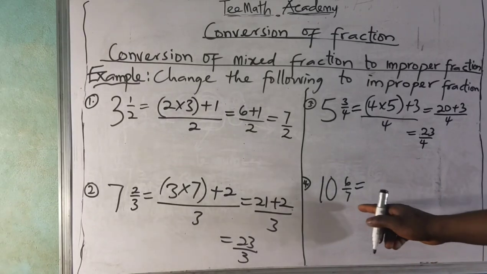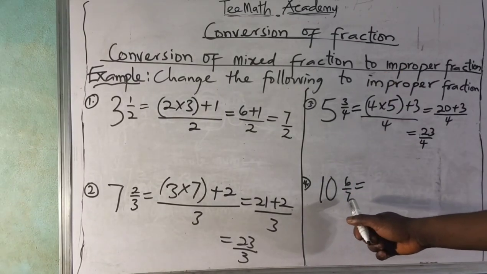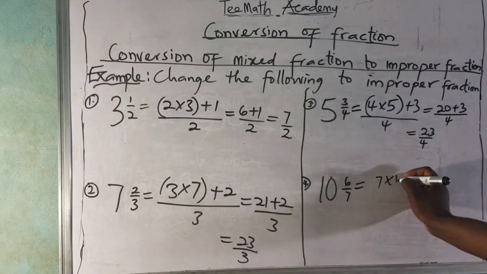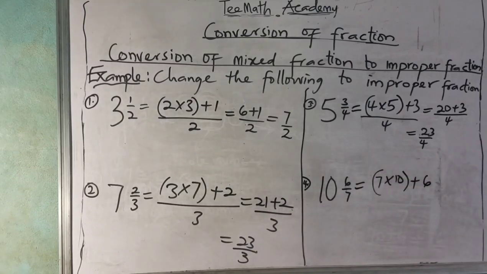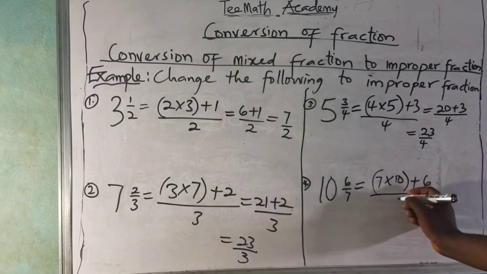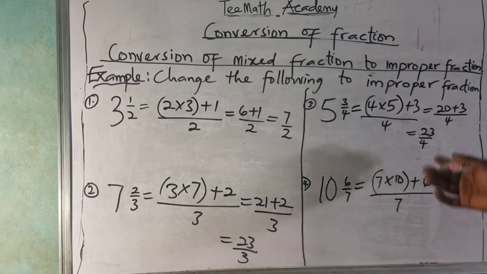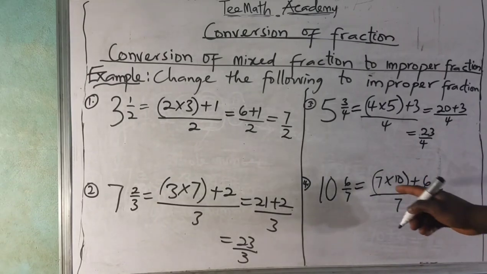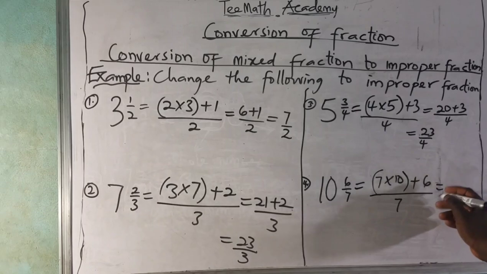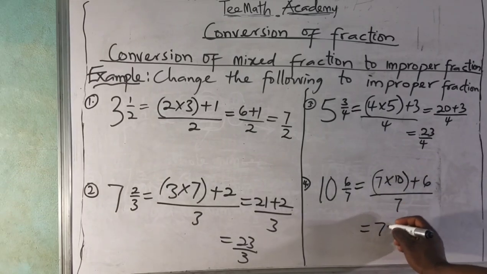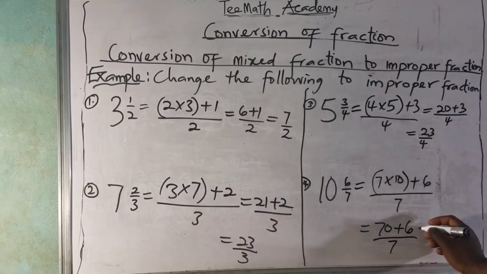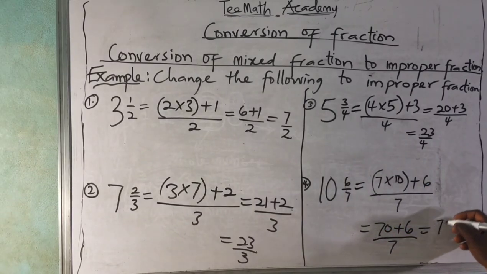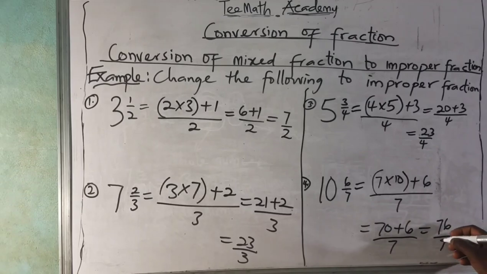The last one, just like the way we have been doing it, that is 10 whole number, 6 over 7. We say 7 times 10, okay, plus 6. This bracket is not a must, okay. If you want to, you put it. Then over 7, just to, you know, let you have a neat work. So 7 times 10 is 70. Let me write it down. 70 plus 6 over 7. 70 plus 6 is 76 over 7. So this is an improper fraction.